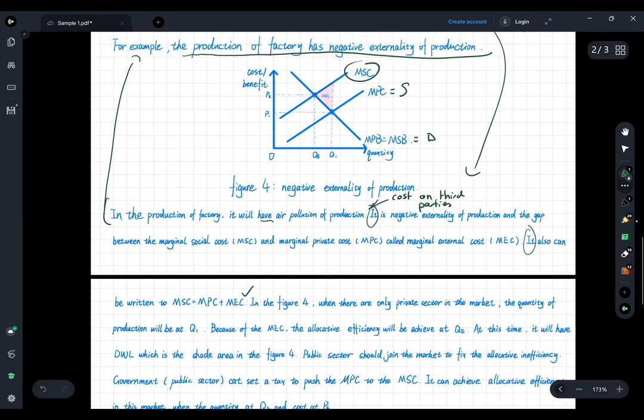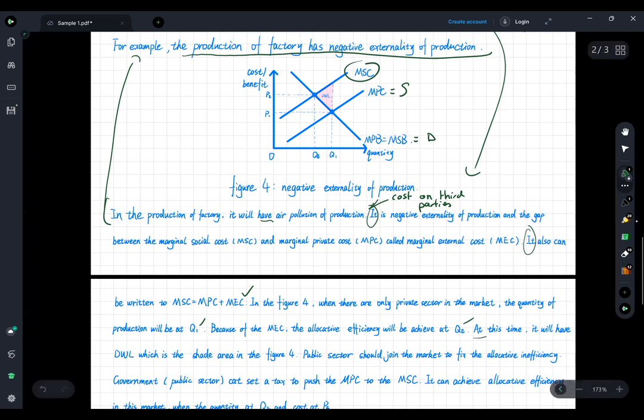In figure 4, when there is only the private sector in the market, so when there is no government intervention, the quantity of production will be at Q1. It's a pretty good comment so far. It refers to the diagram clearly with a number, with some points that have been defined on the diagram. Because of the MEC, the allocative efficiency will be achieved at QE. Very good. When MSC is equal to MSB.